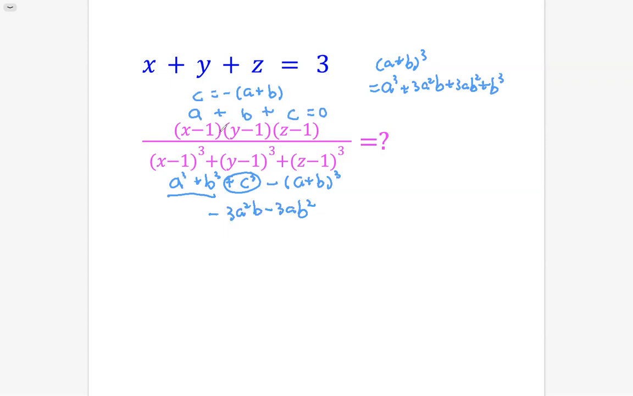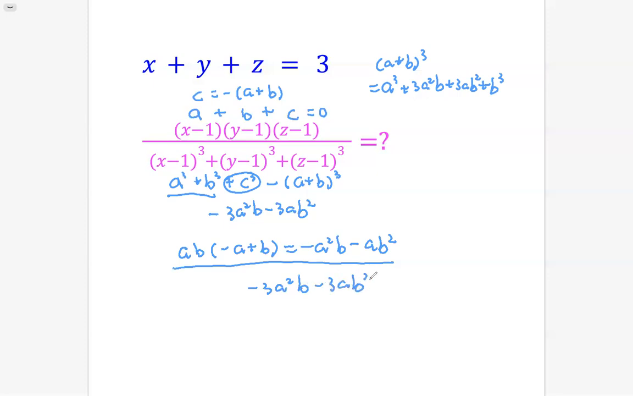Well, what about the numerator? The numerator will have A times B times C, right? Okay, let's do that. A times B times C. What's C? C is negative (A plus B). Well, that's negative A squared B minus AB squared. Right, so this is the numerator, and the denominator is negative 3A squared B minus 3AB squared.